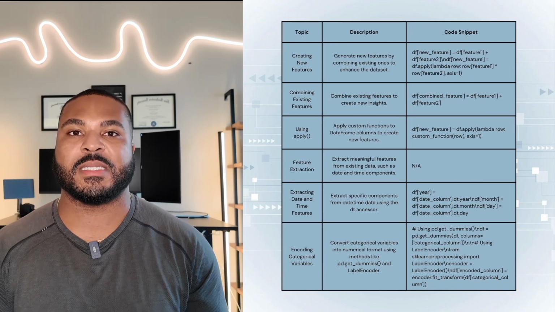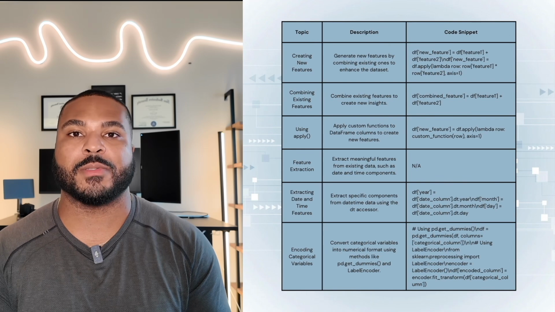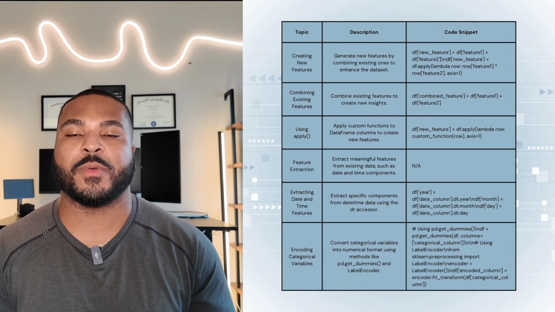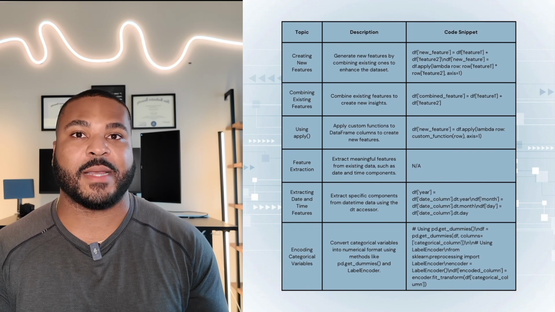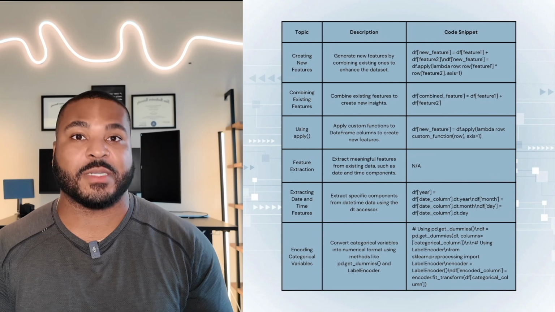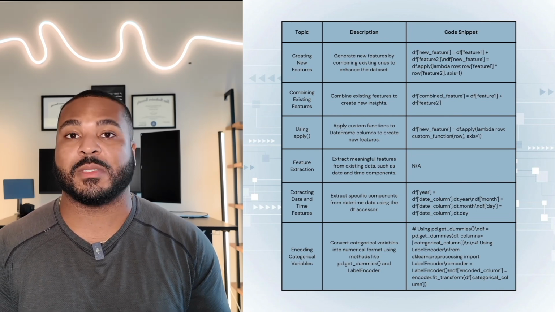Categorical variables need to be converted into numerical format before they can be used in machine learning models. There are two common methods to encode categorical variables: pd.get_dummies and LabelEncoder. Using the get_dummies function will convert categorical variables into a set of binary variables, 0 or 1.